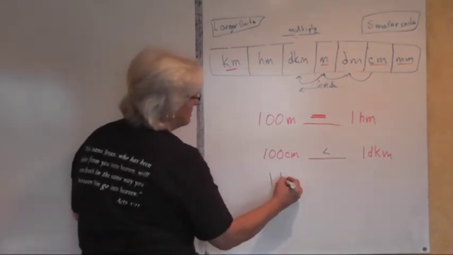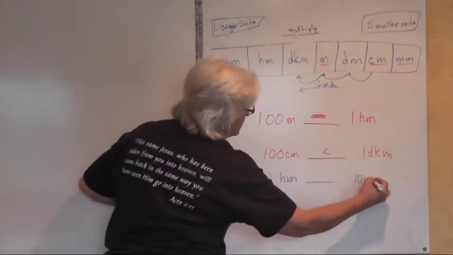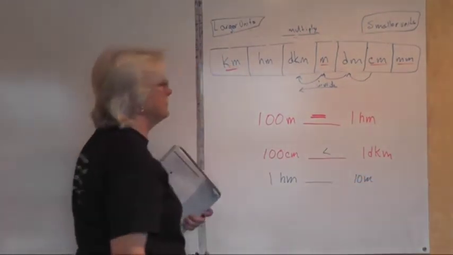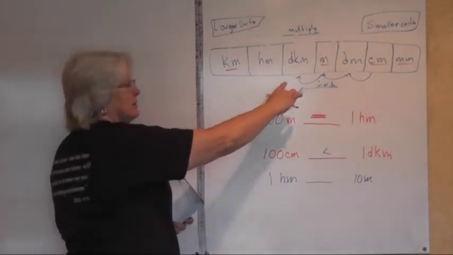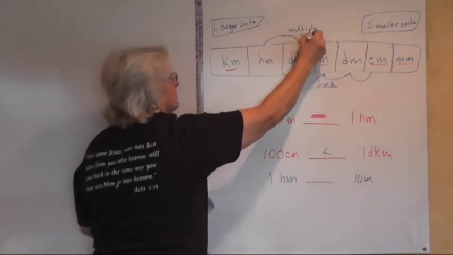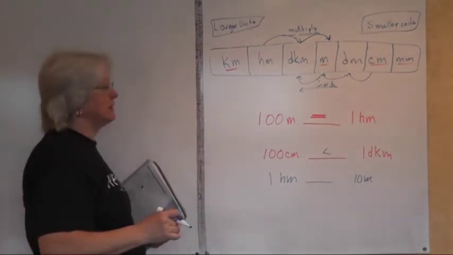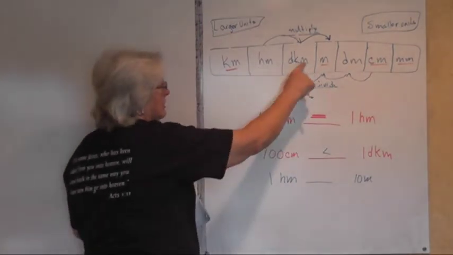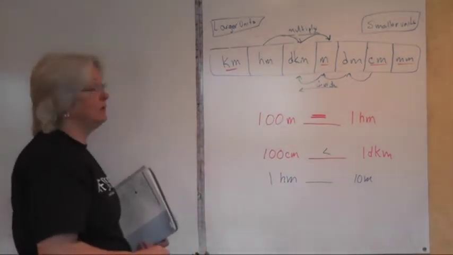You have 1 hectometer and 10 meters. If we want to convert from hectometer to meter, we're moving 2 units to the right. We're moving from larger to smaller, so we're multiplying. What are we going to multiply by? We're going to multiply 1 hectometer by 100.